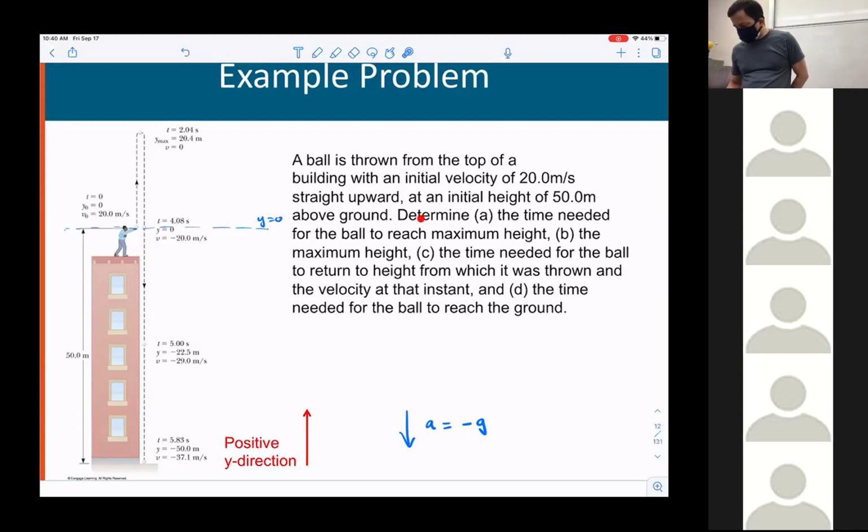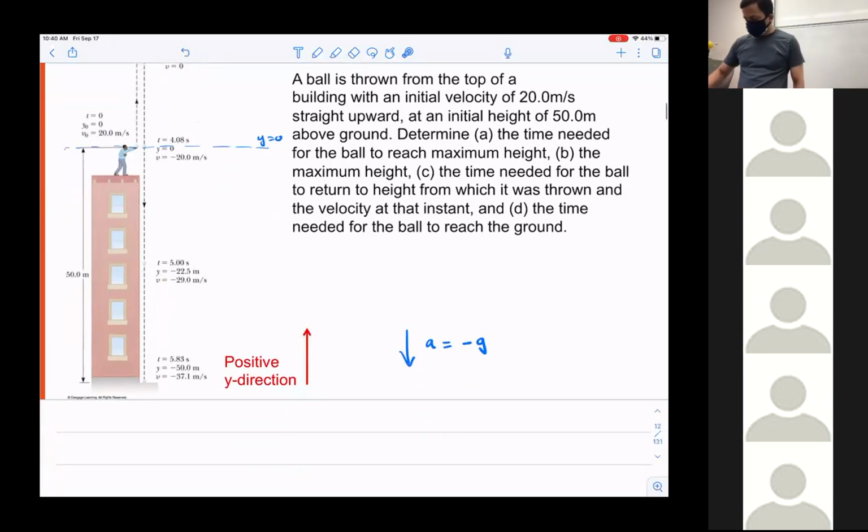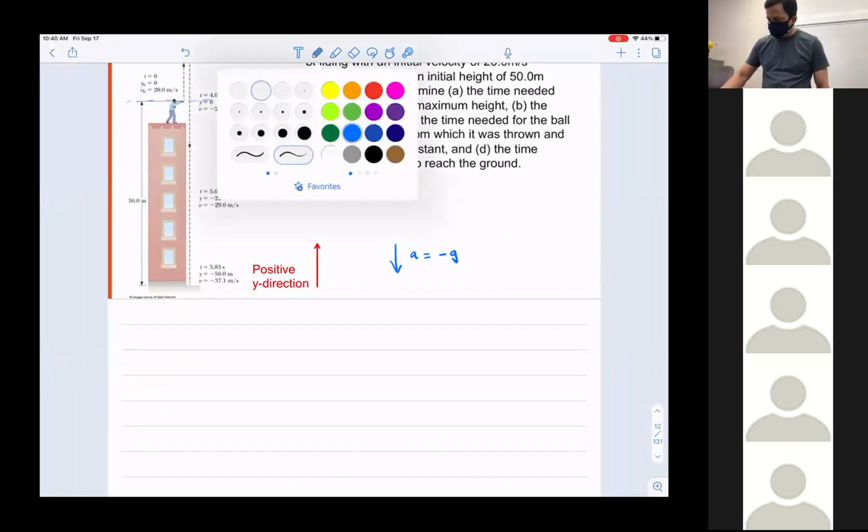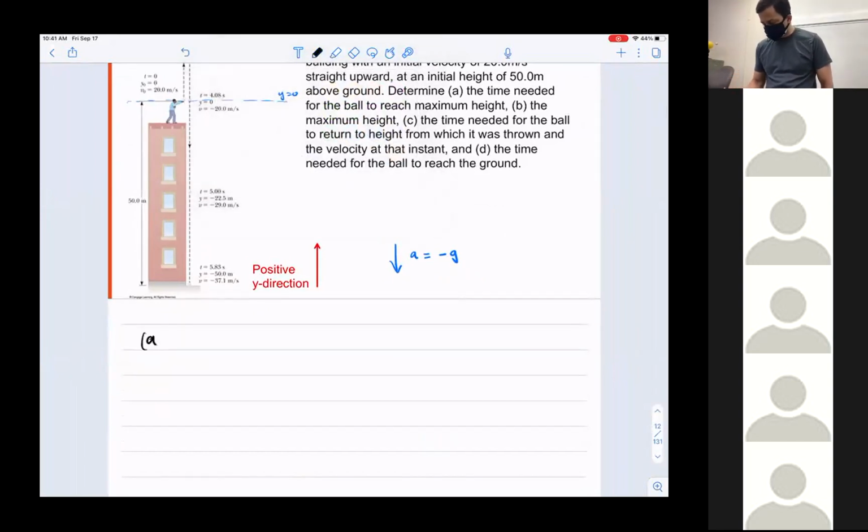Okay, so the first question is, determine the time needed for the ball to reach maximum height. So this person launches the object, goes up, it comes to a stop, and then falls back down. So this is the maximum height, and they're asking us to figure out what is the time needed for this object to reach maximum height. So let's go ahead and do that. So let's look at part A. We need to find the time needed to reach maximum height.